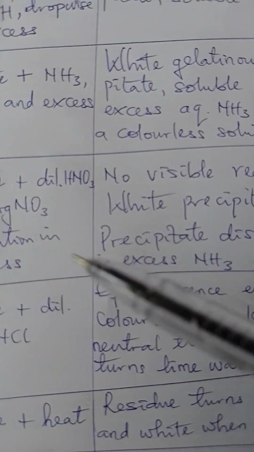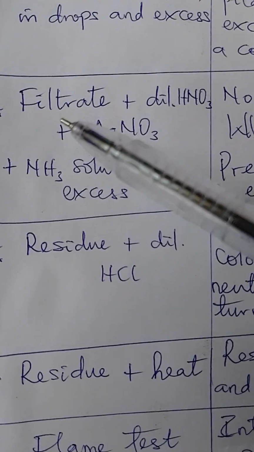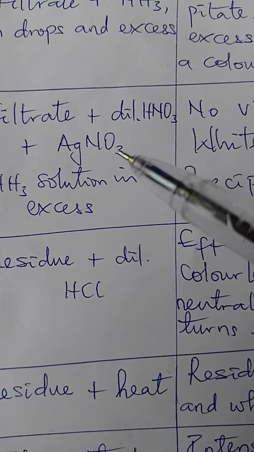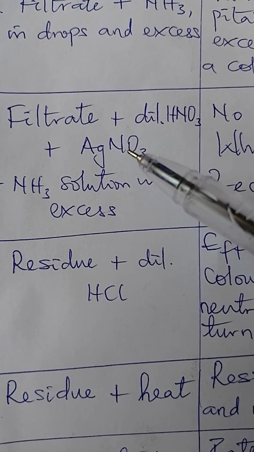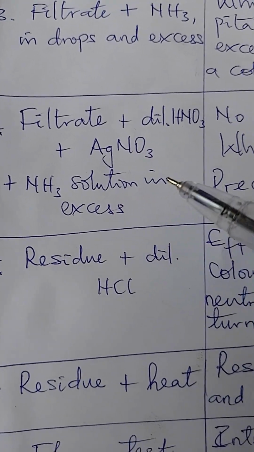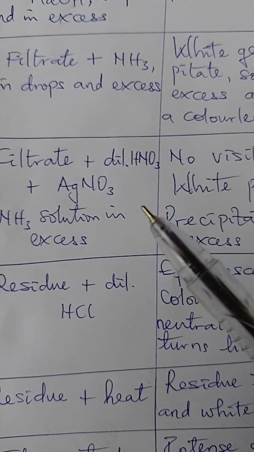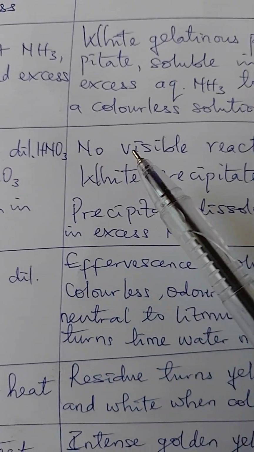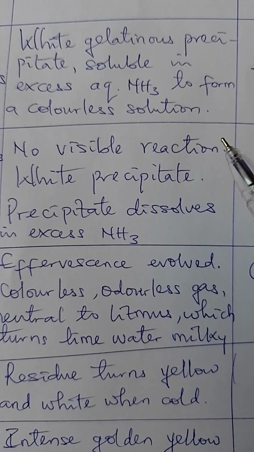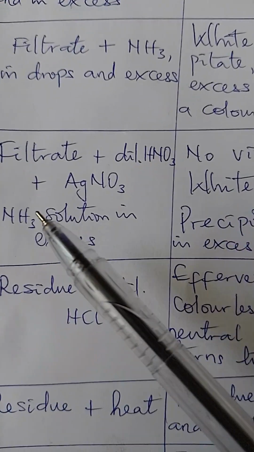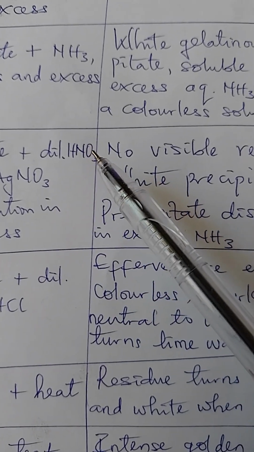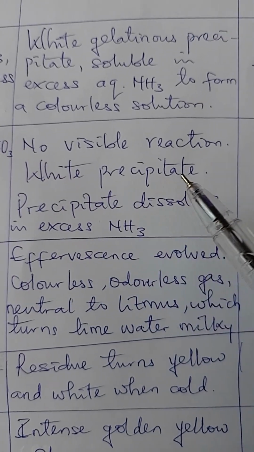All right, and you could also be asked, from the portion of the filtrate, to add dilute HNO3, dilute AgNO3, and ammonia solution in excess. So you take it one after the other. Right on the first line, filtrate plus dilute HNO3, you observe that there will be no visible reaction. You put a full stop there. Then under it, you put plus AgNO3. When you add AgNO3 to this substance here, you are going to discover a white precipitate.